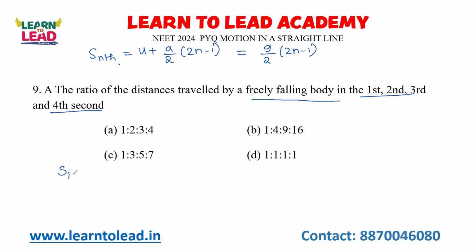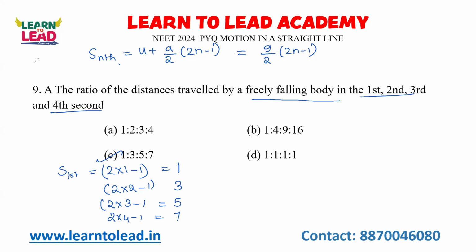Okay, for the first second, the value is 2 into 1 minus 1. And then for the second, 2 into 2 minus 1. Then 2 into 3 minus 1, 2 into 4 minus 1. So 2 minus 1 is 1, 4 minus 1 is 3, and then 6 minus 1 is 5, 8 minus 1 is 7. So 1 is to 3 is to 5 is to 7 is your answer.